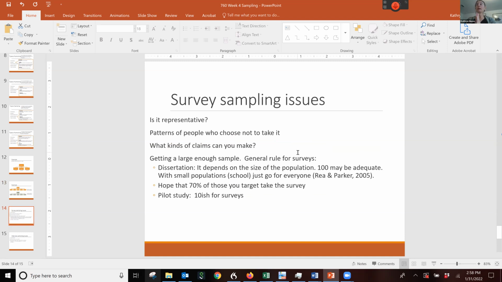So, a final note on sampling issues for surveys. There are almost always people who choose not to take it, so you really have to think about that. You usually want 70% of the people you reach out to take the survey, or else you start to wonder, why don't these other people take the survey? And can I really generalize to the population that I'm trying to think about?